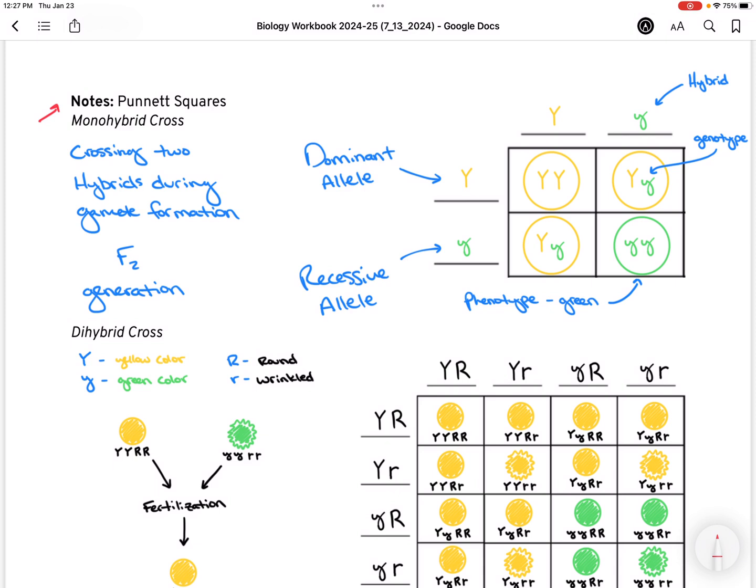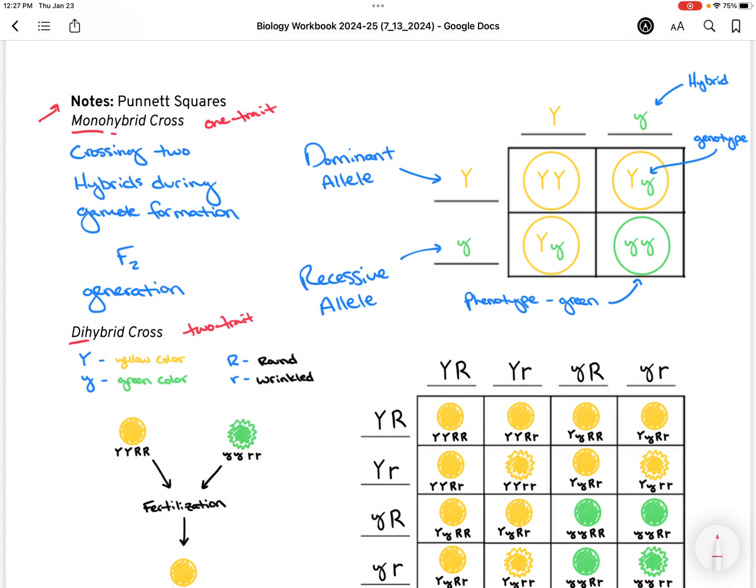Now, there are two types of Punnett squares that we're going to focus on. We have monohybrid and dihybrid. Mono means one, so we just have one trait that we are looking at. And a dihybrid cross, that means two. We're looking at two traits at the same time. So what we're going to do is look at crossing two hybrids.